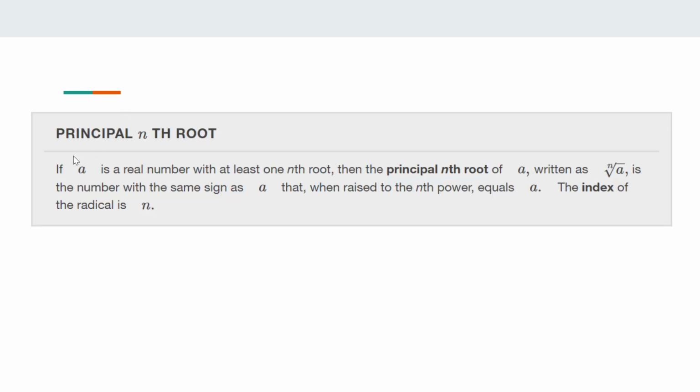Principal nth roots. If a is a real number with at least one nth root, then the principal nth root of a, written as the nth root of a, is the number with the same sign as a that, when raised to the nth power, equals a. The index of the radical is n.